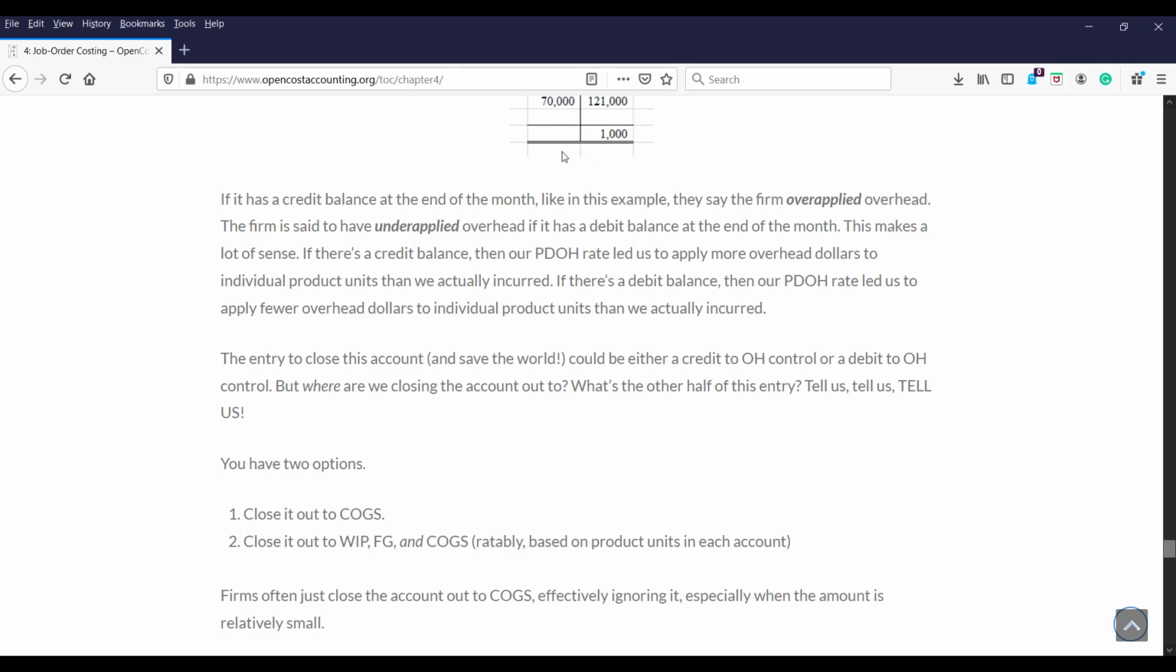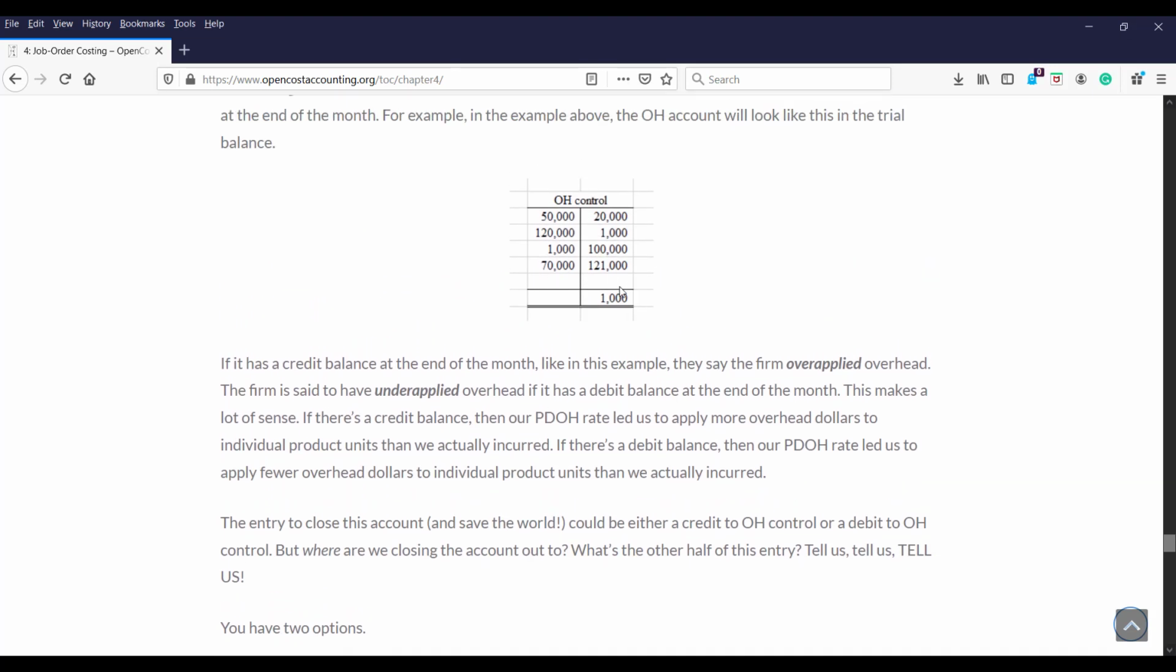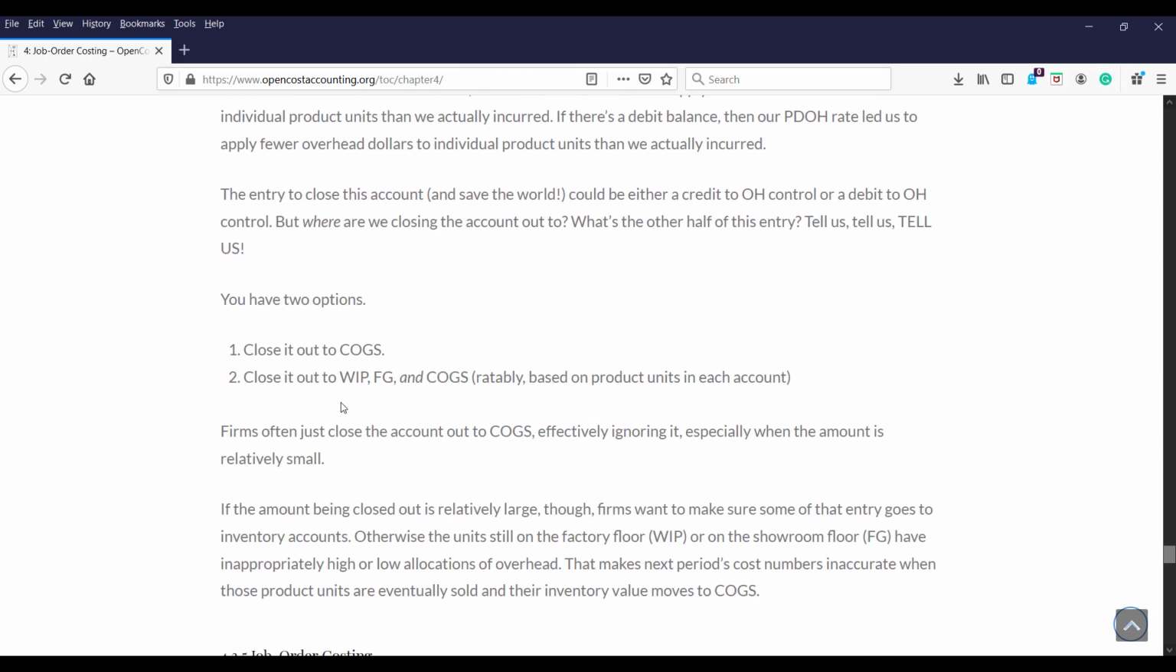The overhead control side is going to be determined by the trial balance of this account. It's always going to stay the same. It's just which side it is going to differ based on whether we over-applied or under-applied. It's the other side of where those costs are going, either to apply more costs because we under-applied, or to reduce the costs because we've over-applied. It's where those costs are going that differs, and we fractionally meter it out based on product units in each account if we're using this method right here.